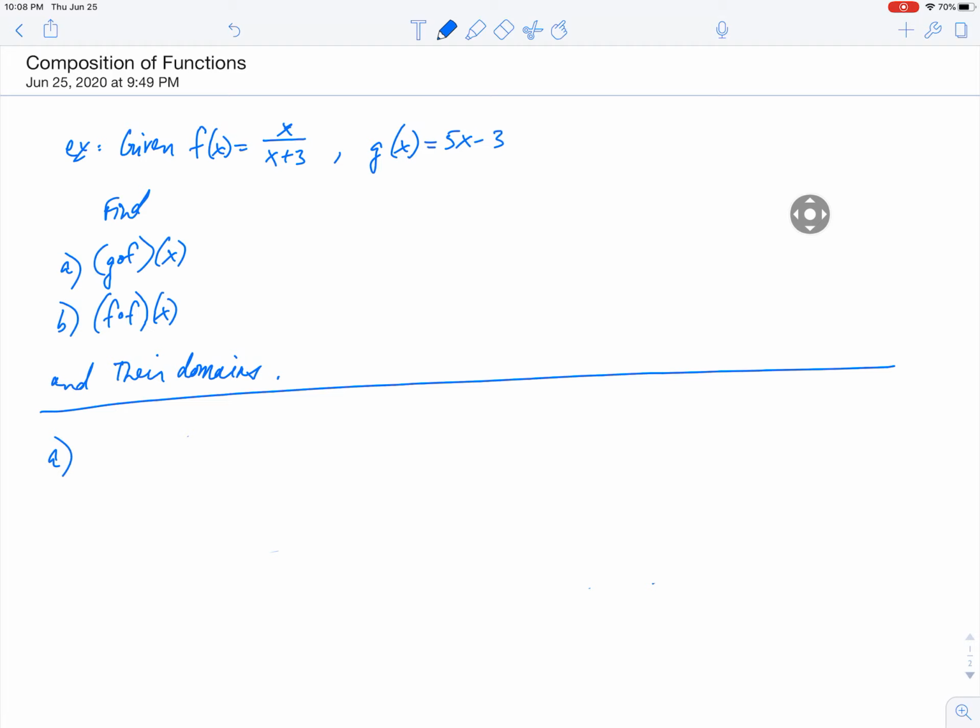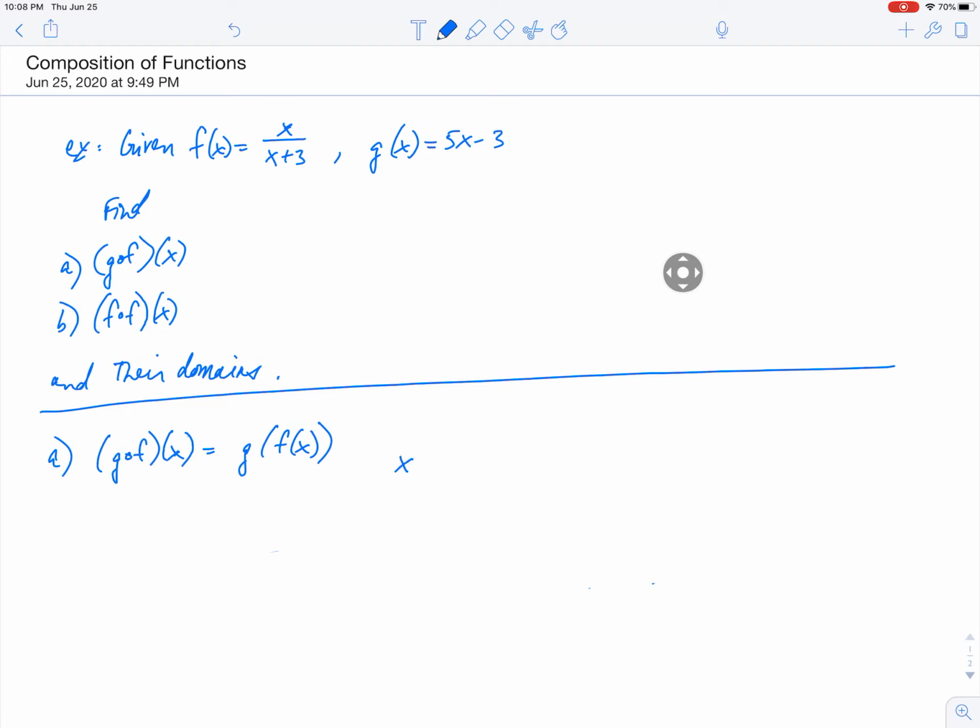So for the first one, we're going to be looking at g composed of f of x. So recall that this is equal to g of f of x. And so what we think about is taking x and plugging that into f and getting some output, f of x, and then plugging all of that into g. So it might be helpful to write that idea in the following way.